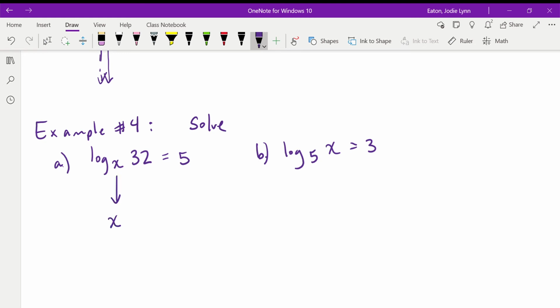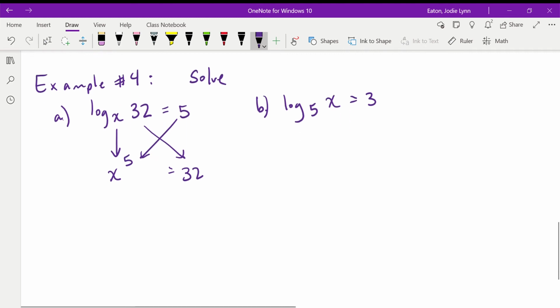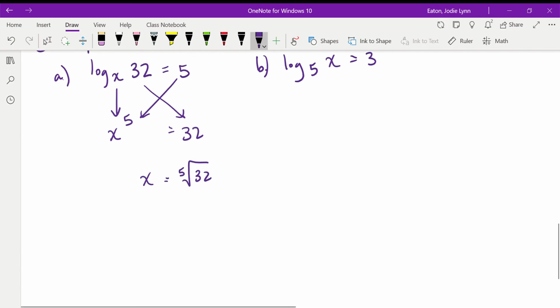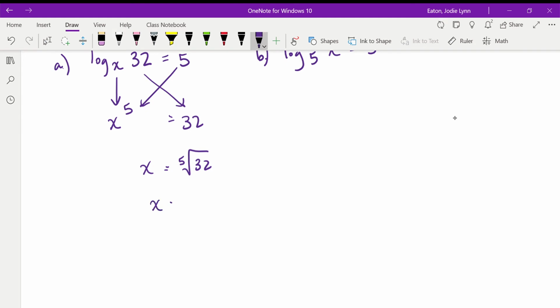So we have x. The 32 is what we want it to be equal to, and the 5 is our exponent. So x to the 5th equals 32. Well, we can just take the 5th root of both sides. So x is the 5th root of 32. There's only one 5th root of 32, so x is equal to 2.